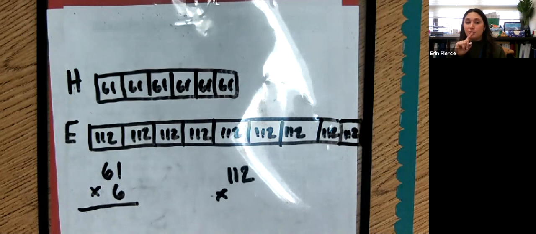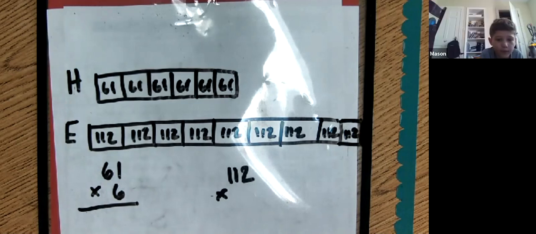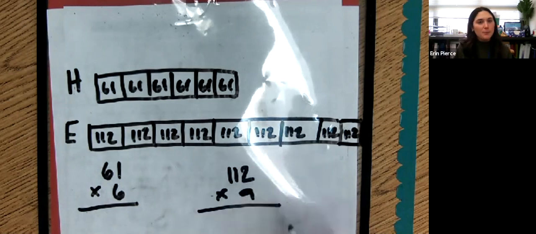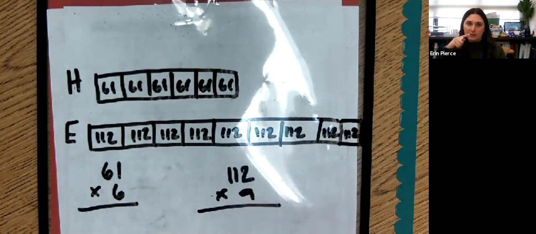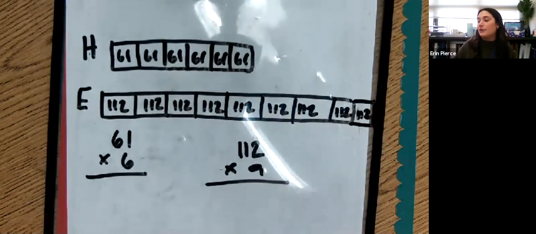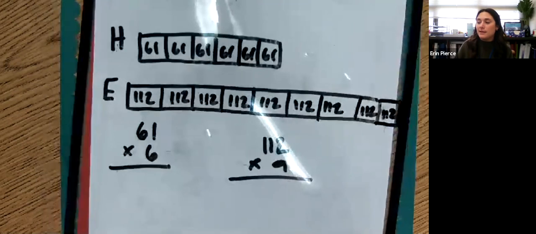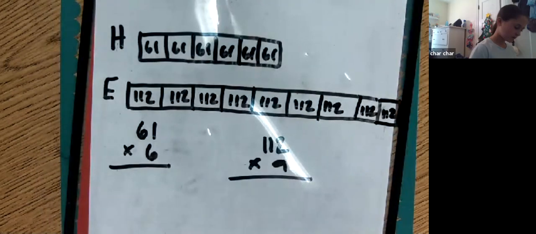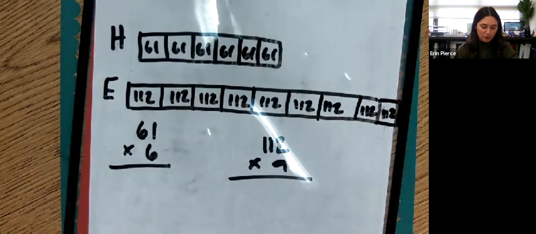How do I find elementary? That's how I found high school. How do I find elementary, Mason? 112 times 9. Wonderful. And then when I get both answers, what am I going to do with both answers? Charlotte. You're gonna add them both together. I'm going to add them both together. Go ahead and find 61 times 6 and 112 times 9. We're going to go over those answers before we add.